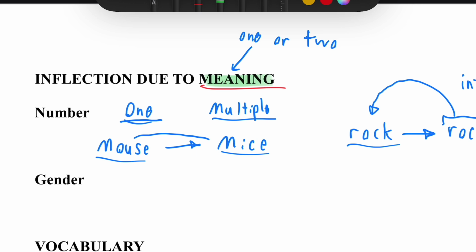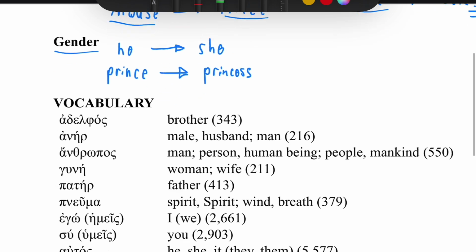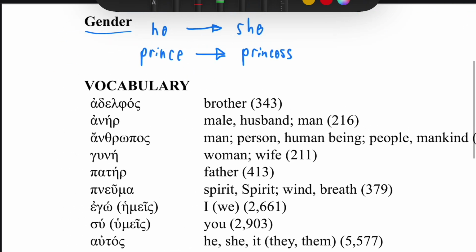And then we also have words that do this in regards to gender. Meaning changes based on gender. So "he," if it's inflected for feminine, would be "she." Or "prince," for example, would go to "princess." So that's an example of some English inflection due to meaning. And again, we're going to see inflection due to meaning and inflection due to function when we get into talking about Greek nouns. So briefly, let's look at our vocabulary for chapter 4.